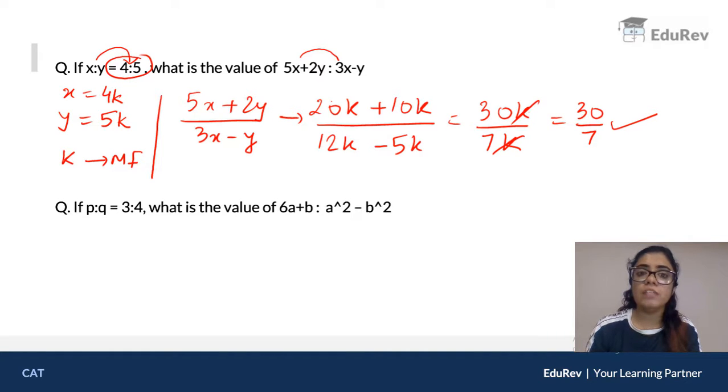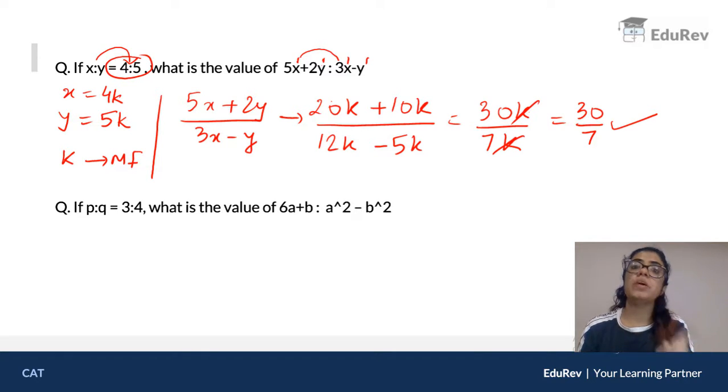Because the power of x and y is the same. ठीक है, x का power है 1, y का power भी 1 है in both the cases, in the numerator also, denominator also. The power is the same. So because of that, your k gets cancelled and you get the ratio as 30 upon 7. If you understand this and then substitute x as 4 and y as 5, it is fine. But you need to understand that because their powers were the same, your k got cancelled.